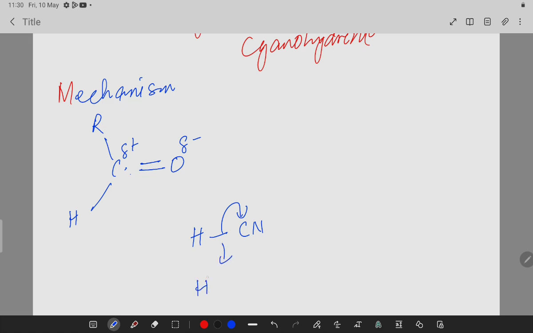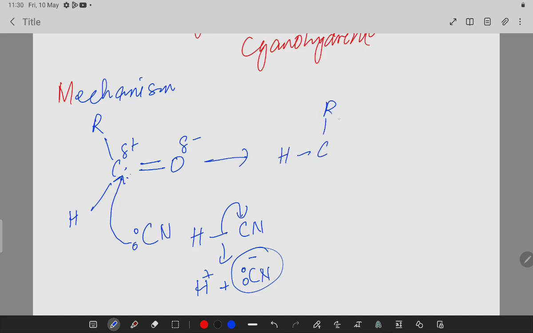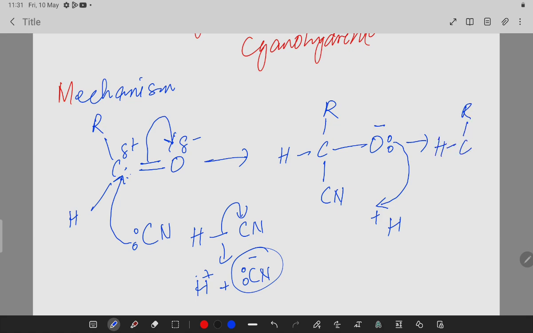to form H positive and CN negative, and this CN negative attacks to form the intermediate R, CH, CN, O carrying negative, and this H positive attacks to form R, CH, OH and CN. This is cyanohydrin.